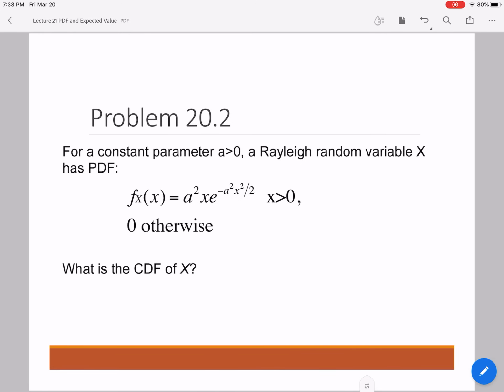All right, so let's move on and solve problem 20.2. As before, you can pause your video and try to solve this problem on your own.